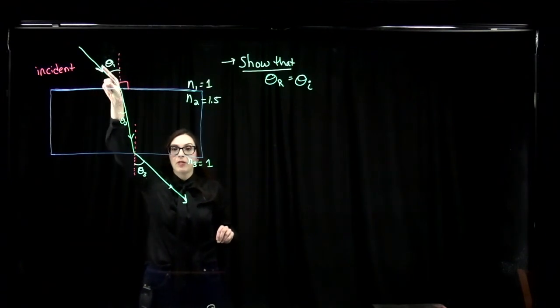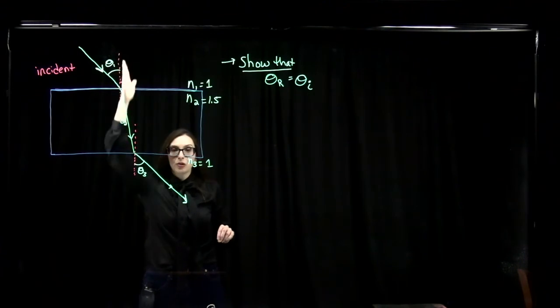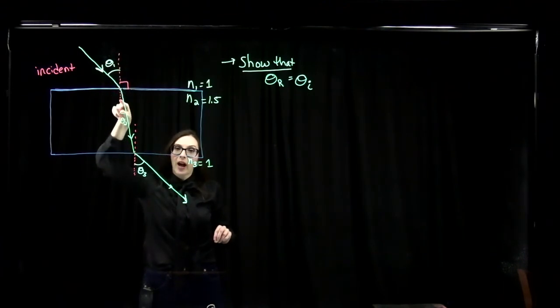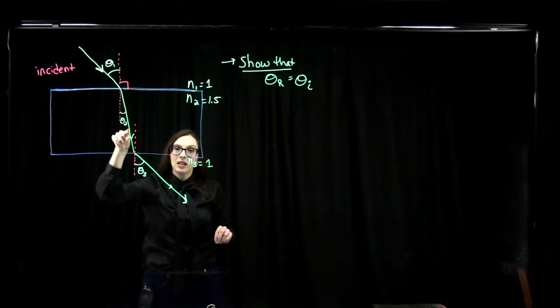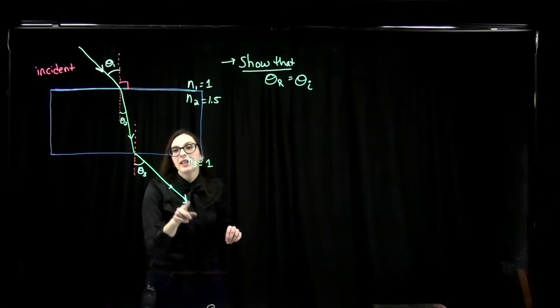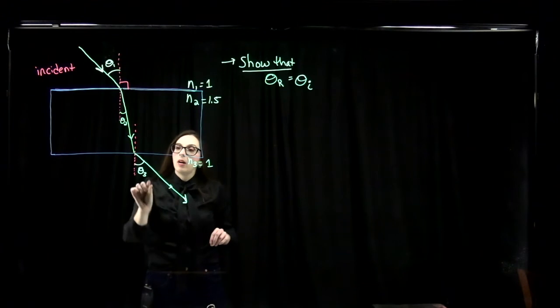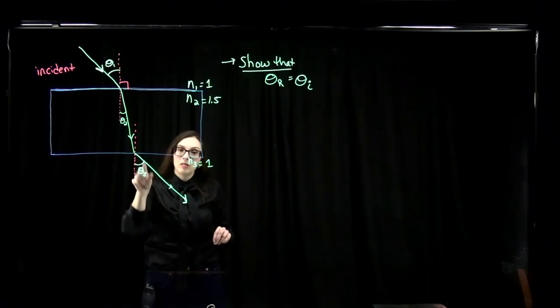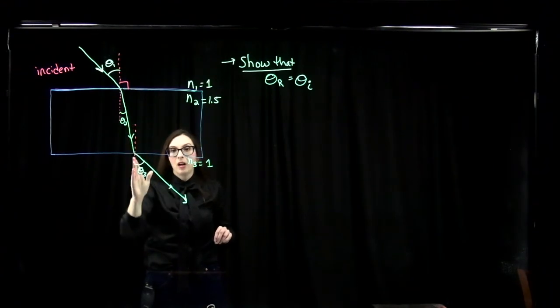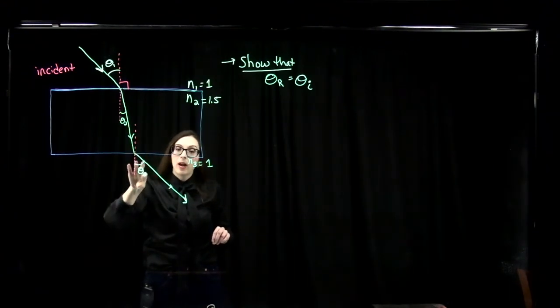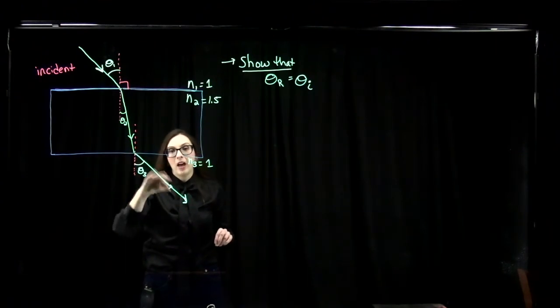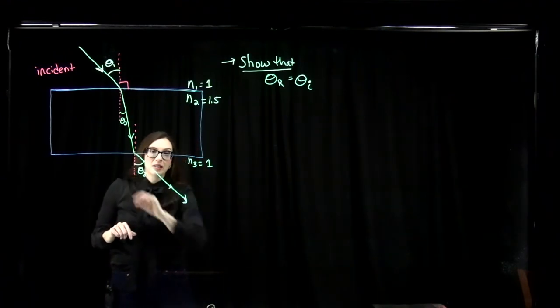So the incident angle right here, I'm going to call that theta 1, that angle with respect to the normal line. It's going to get refracted when it enters into the glass. It's going to get refracted when it exits out the glass, okay? So I'm going to call this angle down here theta sub 3. This is the angle with respect to the normal line that my ray of light has when it exits out of the slab, and we're going to call this the refracted angle when it exits the slab.